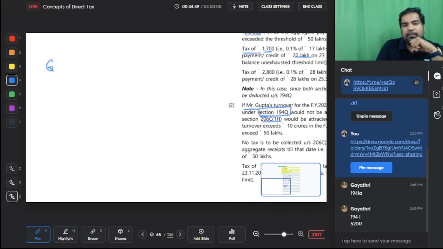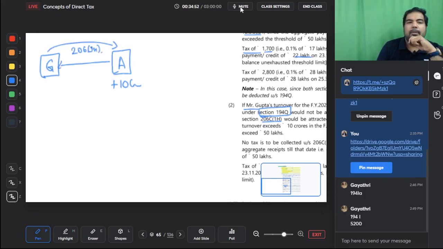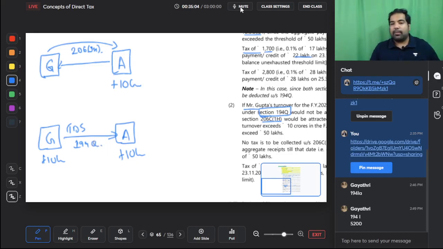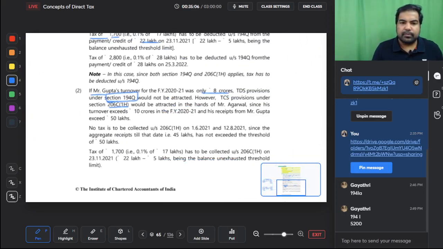So this is Gupta and this is Agarwal. Agarwal's turnover last year was more than 10 crores. So he's a high value seller. And when he sells, he has to collect TCS also under 206C(1H). But if Agarwal is also high value and if Gupta is also high value, then in that case TDS provisions will apply under section 194Q. In no case both will apply together. Alright.